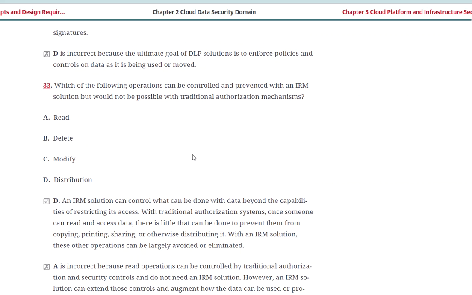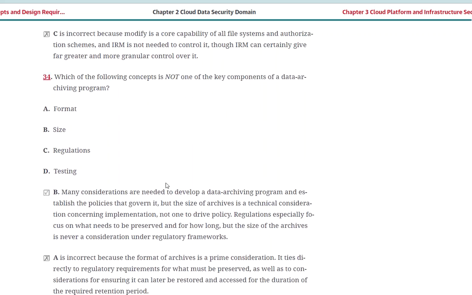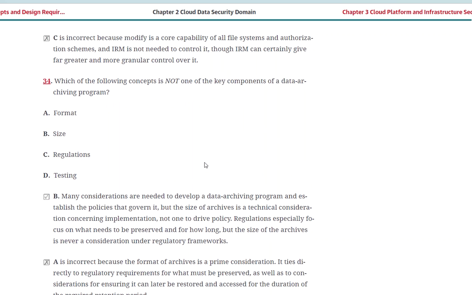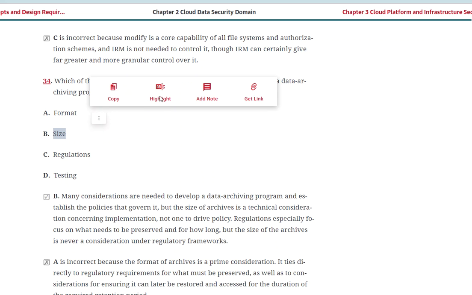Question 33. Which of the following operations can be controlled and prevented with an IRM solution but would not be possible with traditional authorization mechanisms? And the correct answer is distribution. Question 34. Which of the following concepts is not one of the key components of a data archiving program? And the correct answer is B, size.